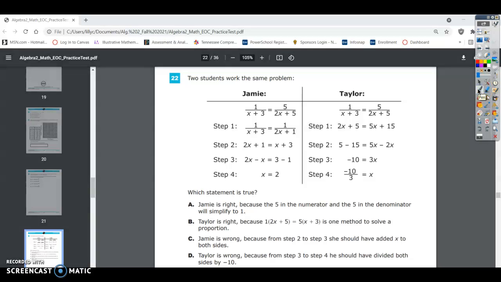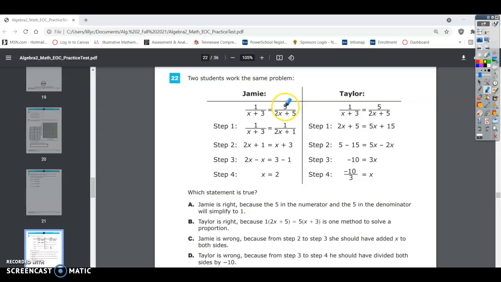Algebra 2 EOC practice test number 22. Two students work on the same problem, Jamie and Taylor. Which statement is true? A: Jamie is right because the 5 in the numerator and the 5 in the denominator will simplify to 1.